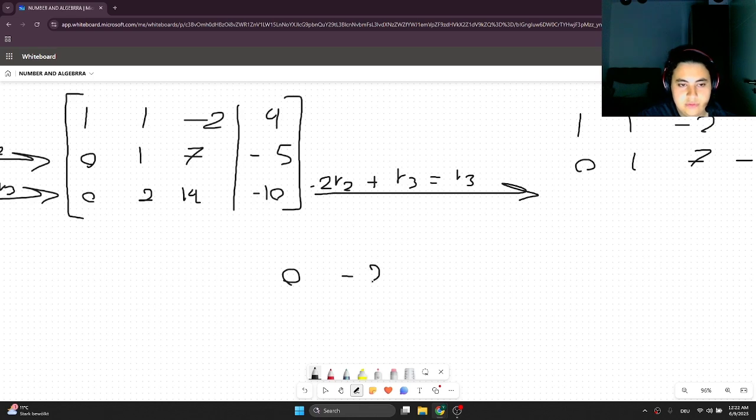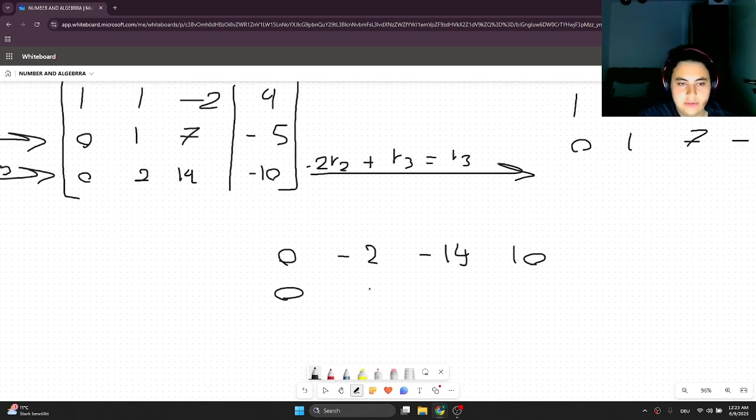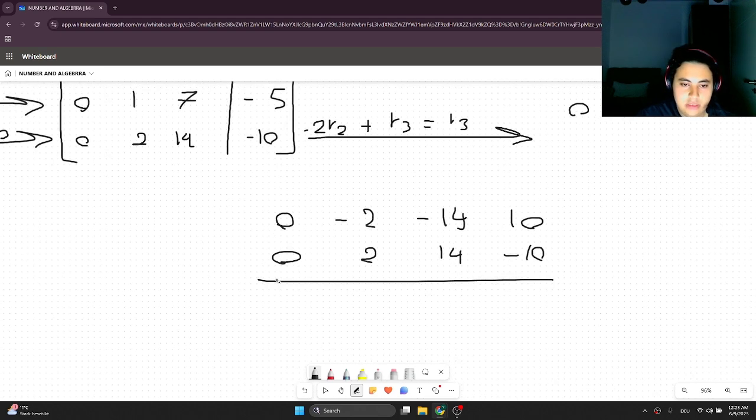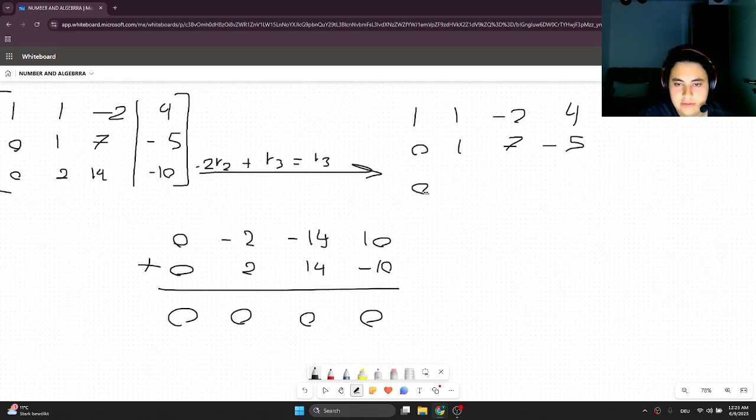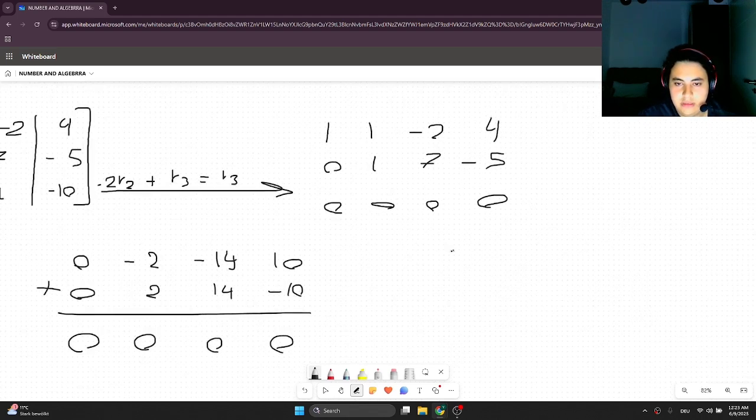Negative 2 times 1 is negative 2. Negative 2 times 7 is negative 14. Negative 2 times 5 is 10. Now we add the last row: 0, 2, 14, negative 10. So we add them together. 0 and 0. Negative 2 plus 2 is 0. Negative 14 plus 14 is 0. 10 plus, so minus 10 is 0. Interesting. So you have 0, 0, 0, 0.